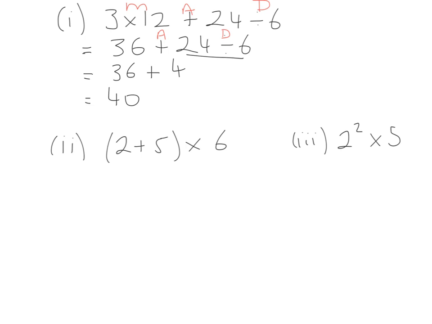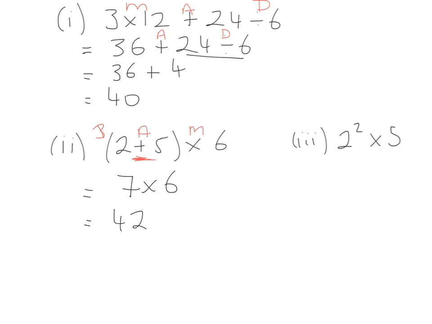The next one in our BIMDAS triangle is we have some brackets and some multiplication. So let's label those. We've got brackets, we've got addition, we've got multiplication. Now, although addition is in the middle here and it's very down towards the end of my triangle, we have brackets surrounding it. That means that the brackets should be done first, as it's the top of my triangle. So step 1 is to do whatever is inside those brackets. So we're going to do 2 plus 5, which gives me 7, and then we're going to multiply that by our 6, so our answer is going to be 42.